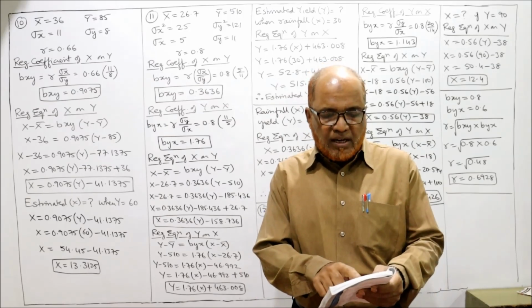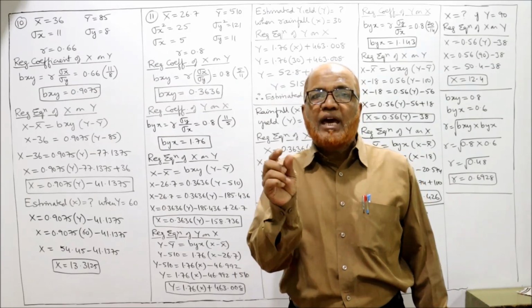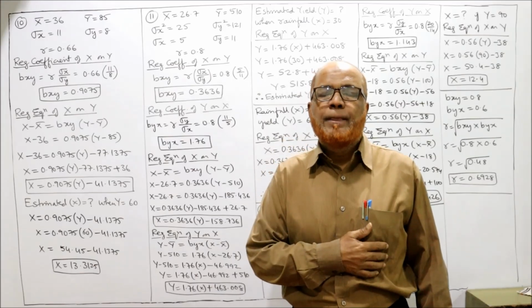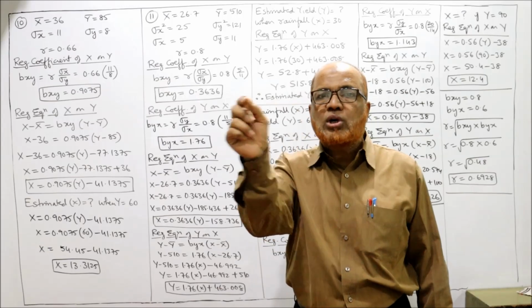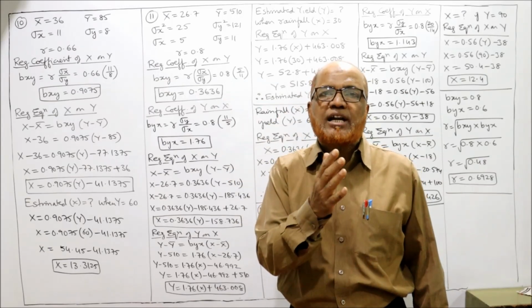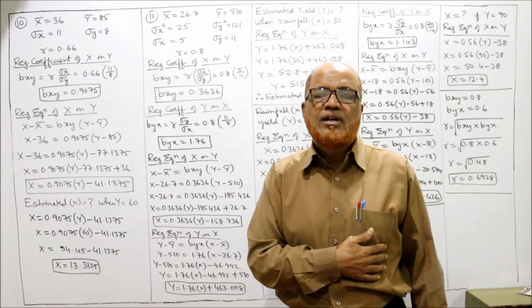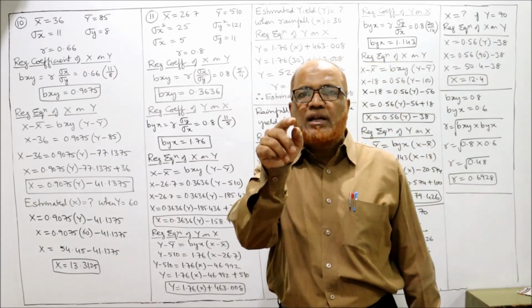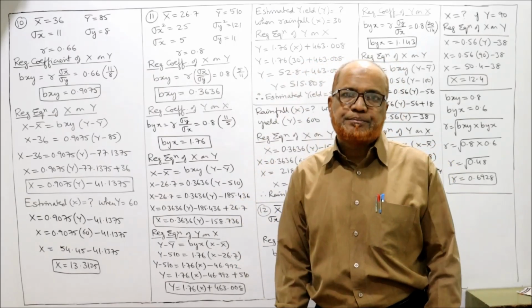So here variance is given 25, but we don't require variance. We need standard deviation. So standard deviation is equal to root of variance. तो 25 को root कर दो, 5 हो गया. So standard deviation of x is 5. Similarly, standard deviation of y is root 121. 121 को root कर दो, you will get 11.